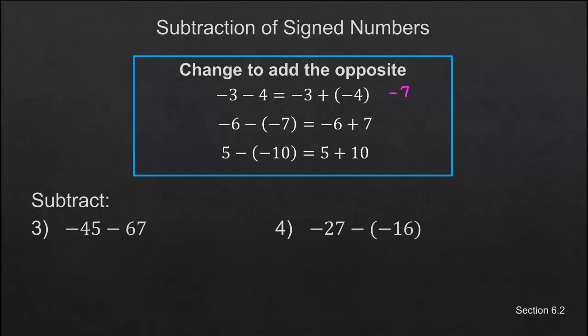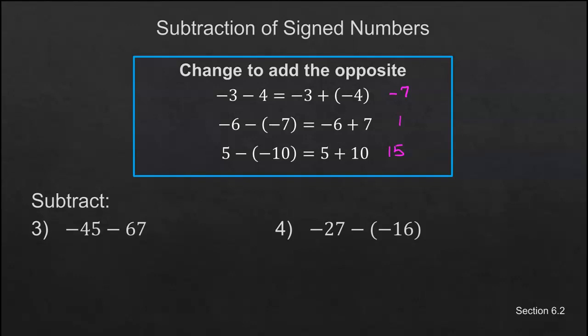And on the next one, I have negative 3 minus negative 7. So if I add the opposite, I'm adding the opposite of negative 7, which is positive 7. And this would be a 1. And then on the next one, minus negative 10 becomes plus 10, so that is 15.